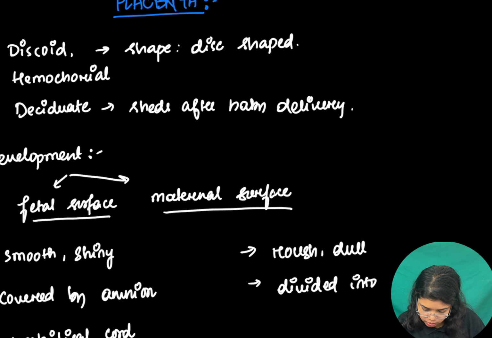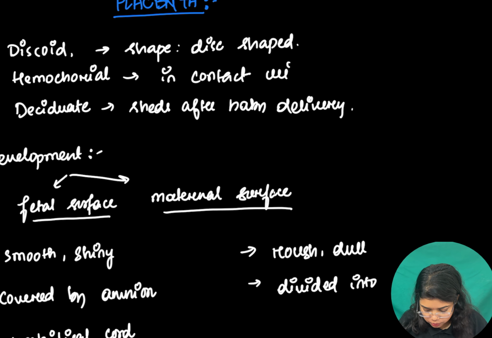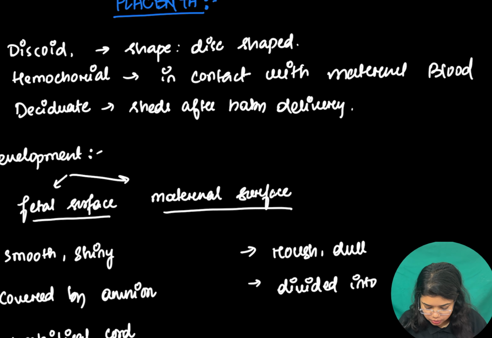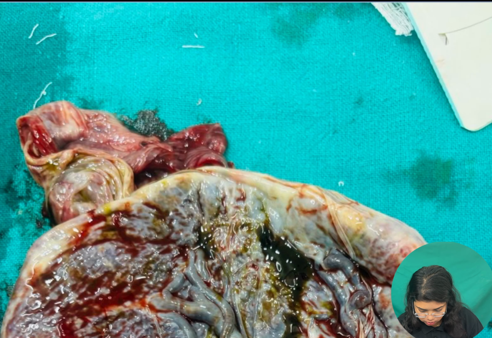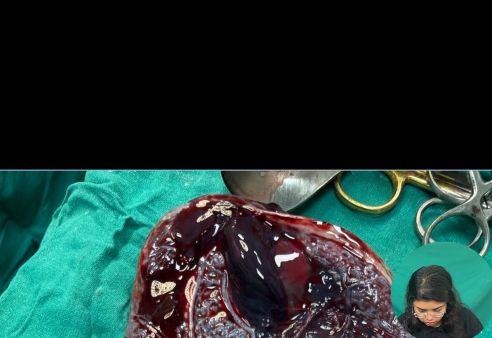First, it is discoid, means disc shape. Hemochorial means it is attached to, in contact with, the maternal blood. And it is deciduate, means it sheds after delivery of the baby. Then what is the diameter of the placenta?